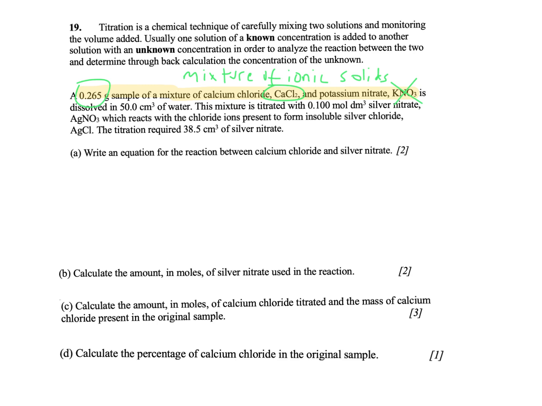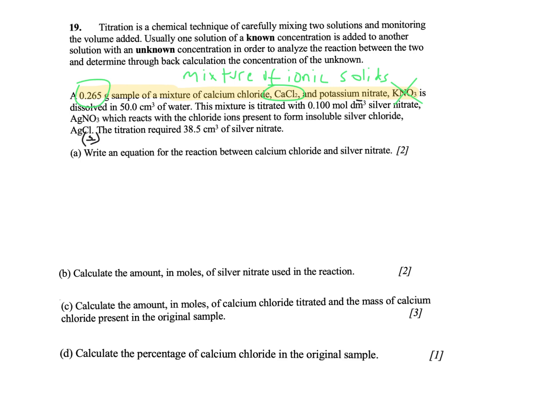It's dissolved in 50 cubic centimeters of water. The mixture is titrated with a 0.1 mole per cubic decimeter silver nitrate. There's actually a bit of a typo in here. It should say mole per cubic decimeter, as in dm to the minus 3. Silver nitrate reacts with the chloride ions present to form insoluble silver chloride, which is AgCl. And if it's insoluble, that means it's a solid as well. Okay, so we can put that there. The titration required 38.5 milliliters of silver nitrate.